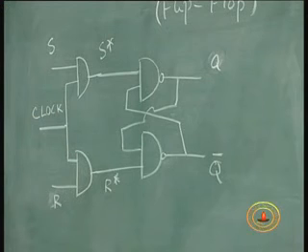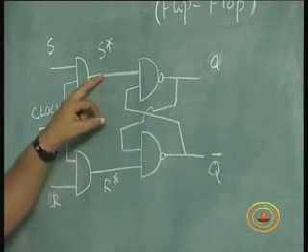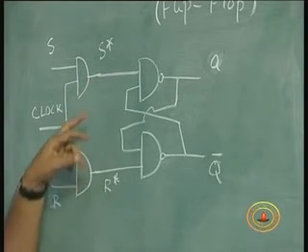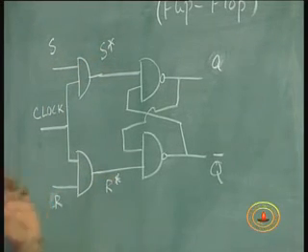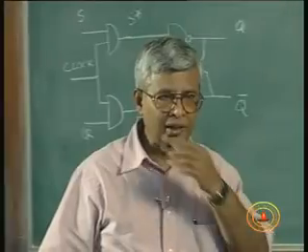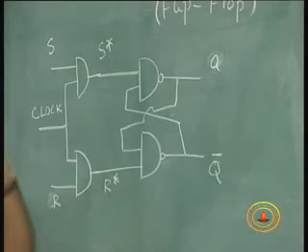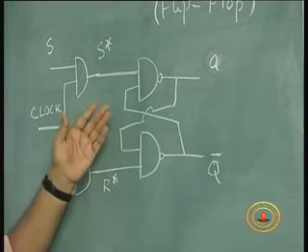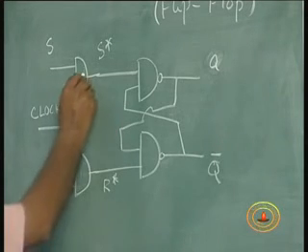If clock is high, S and R get reflected here. S star is the same as S, R star is the same as R. If clock is 0, S star and R star are both 0. Right? We don't want that. We want this to work only with the gating possibility, and I can also remove that S bar R bar thing by putting a NAND gate instead of an AND gate.